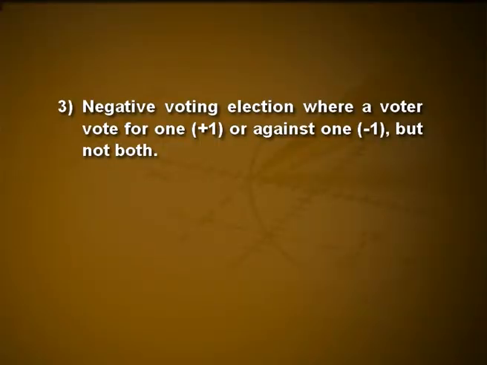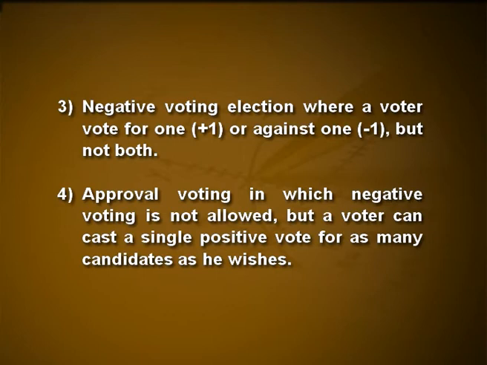Negative voting election, where a voter votes for one, that is +1, or against one, that is -1, but not both. Approval voting, in which negative voting is not allowed, but a voter can cast a single positive vote for as many candidates as he wishes. In other words, he can vote for between 1 and 5 candidates. He does so by writing on his ballot the name of all candidates he chooses to support. There is no runoff election.